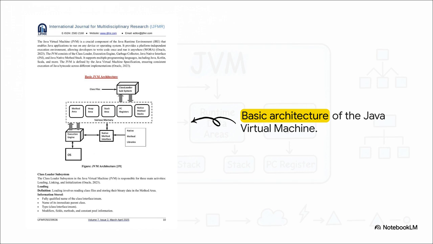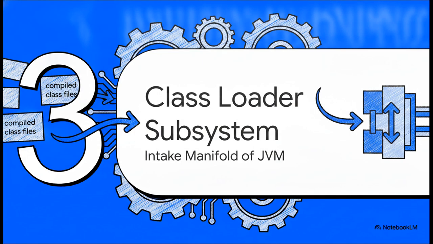Right in the middle, we have the various memory areas, which act like the engine's highly organized warehouse. And down at the bottom left, we find the execution engine. That's the combustion chamber, where the actual heavy lifting happens, all supported by the native method interface. Let's look a little closer at that intake process. In part 3, the class loader subsystem.